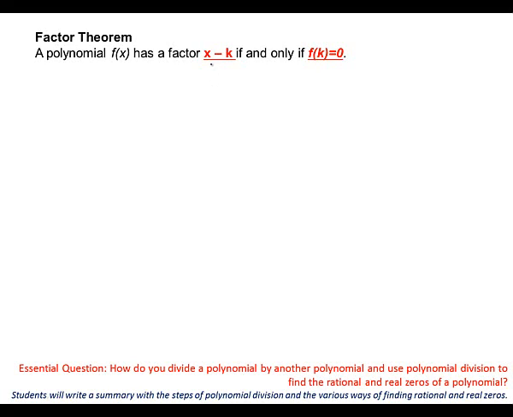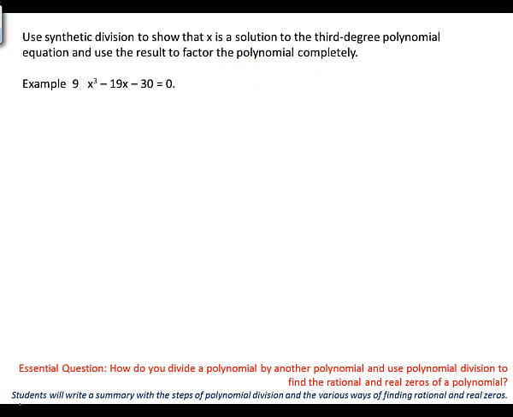Alright, so a polynomial has a factor x minus k if and only if the remainder ends up being 0. Okay, so we've kind of already talked about that. So we're basically looking for the remainder of 0 again. So we're going to use synthetic division to show that x is a solution to the third degree polynomial equation, and use the result to factor the polynomial completely. There is something missing, isn't there? The x. Okay, so I've written down an x for us. So the x you need to add in there should be x equals -3.